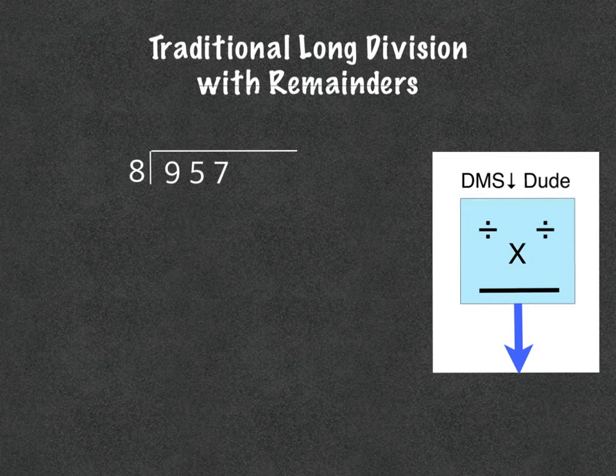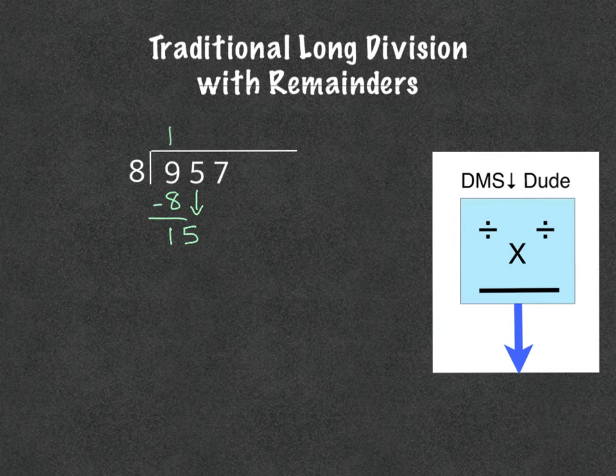So here's our first problem. So we are going to first do our division step. So can 8 go into 9? Yes, it goes in one time. 1 times 8 is 8. You know what? I don't like that little dot there because it looks like a decimal. Okay, 9 minus 8, because that's our subtraction step, is 1. Bring down our 5. So that's our first round of DMS down.